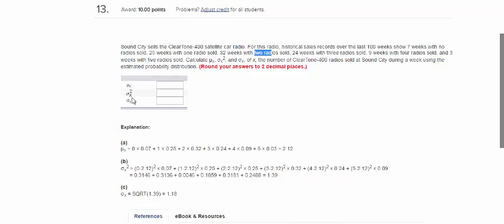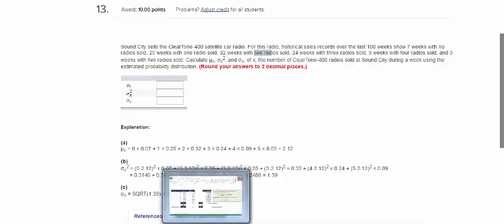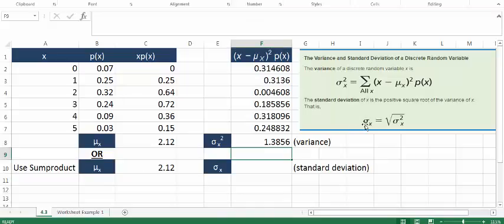Last thing, we just need the standard deviation. Well, this is pretty simple. The standard deviation, sigma of x, is really just the square root of the variance. So simple calculation. Excel even has a square root function, sqrt, takes the square root of a number. I want the square root of my variance.